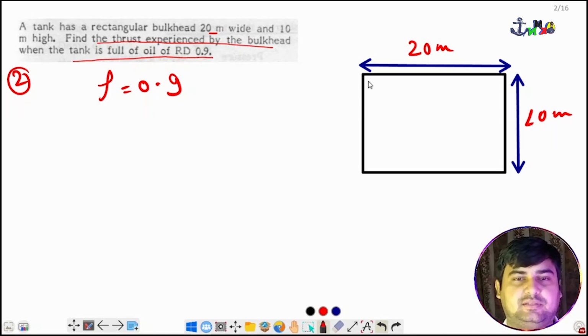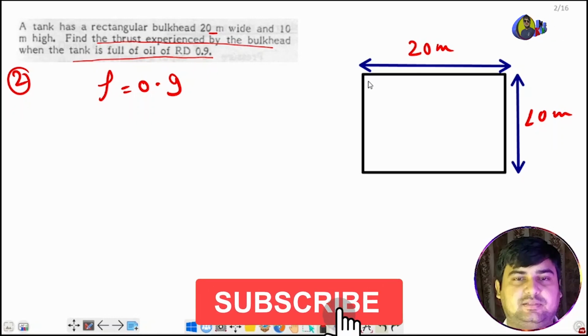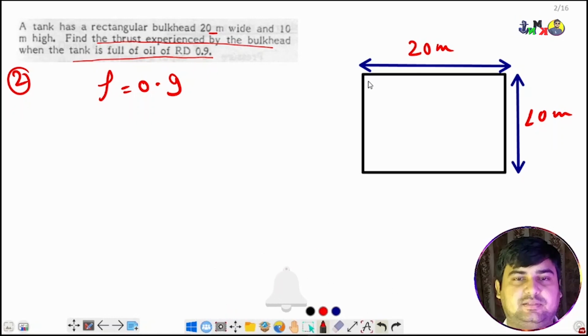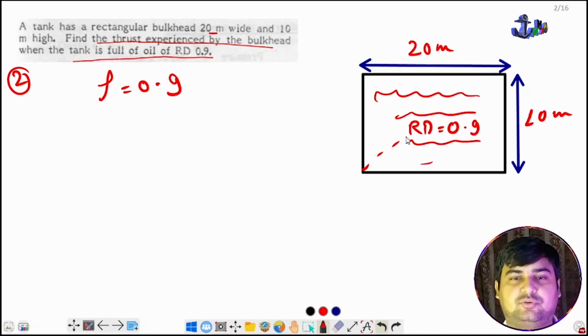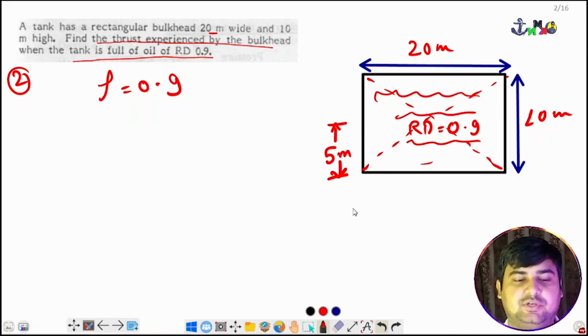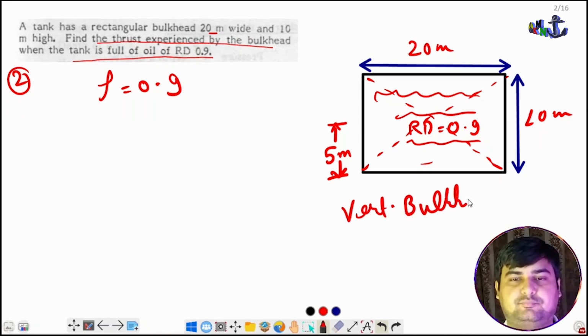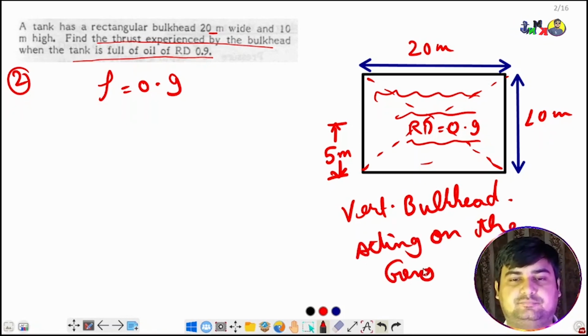Now when we fill this tank with oil having RD, that is relative density, of 0.9, the force acts at the geometrical center. As we know, at what height will the geometrical center be? That will be 5 meters, because it is a rectangle. Half of the height of 10 meters is 5 meters. So always remember, for a vertical bulkhead, pressure acts on the geometric center. This you need to remember.